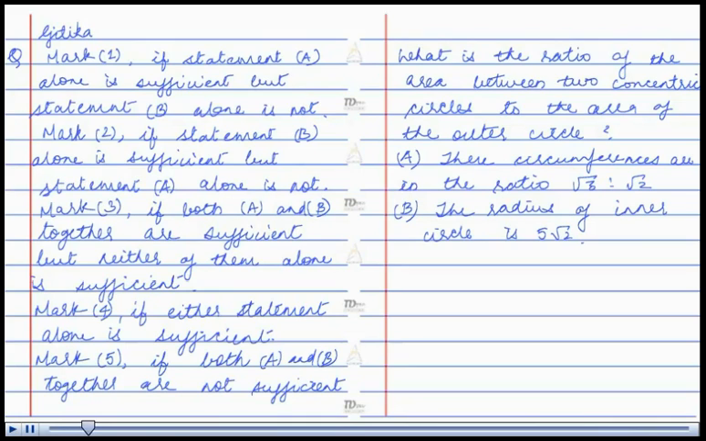Mark 2, if statement B alone is sufficient but statement A alone is not. Mark 3, if both A and B together are sufficient but neither of them alone is sufficient. Mark 4, if either statement alone is sufficient. Mark 5, if both A and B together are not sufficient. What is the ratio of the area between two concentric circles to the area of the outer circle?